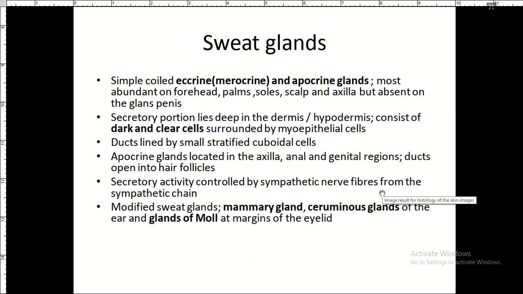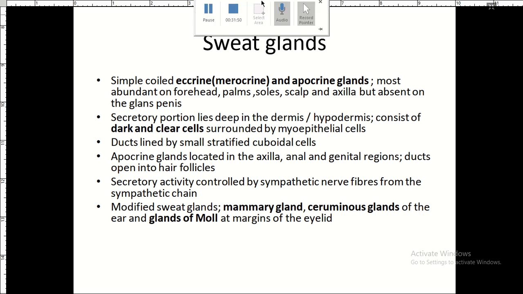All right. So now we get into sweat glands. Let's take a look at the sweat glands. Right. So sweat glands are divided into two: the merocrine and apocrine.